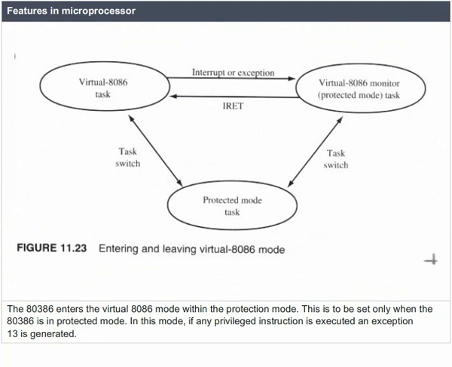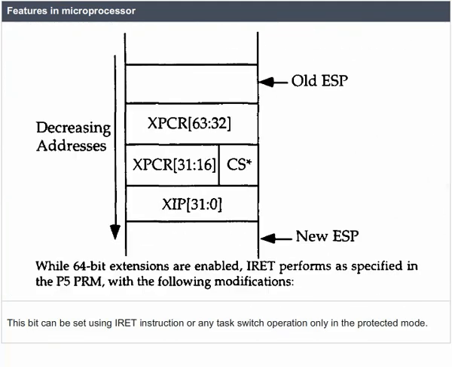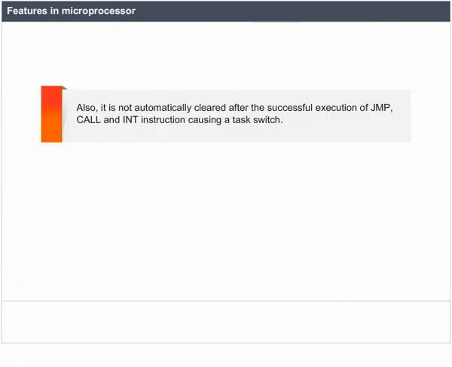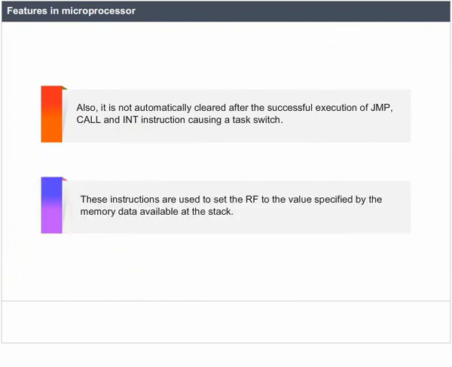This bit can be set using the IRET instruction or any task switch operation only in the protected mode. Also, it is not automatically cleared after the successful execution of JMP, CALL, and INT instructions causing a task switch. These instructions are used to set the RF to the value specified by the memory data available at the stack.